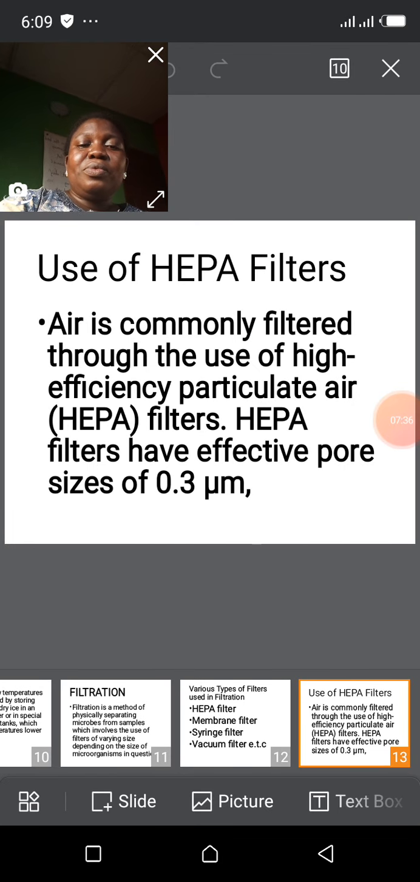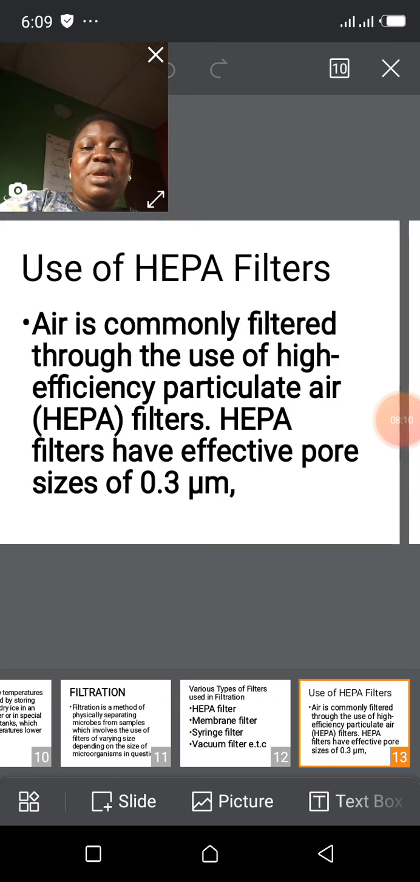Now, the use of HEPA filters. The full meaning of HEPA, H-E-P-A, is high efficiency particulate air filter. H is for high, E is for efficiency, P is for particulate, and A is for air. Air is commonly filtered through this HEPA filter, and this HEPA filter has an effective pore size of about 0.3 microns or micrometer.